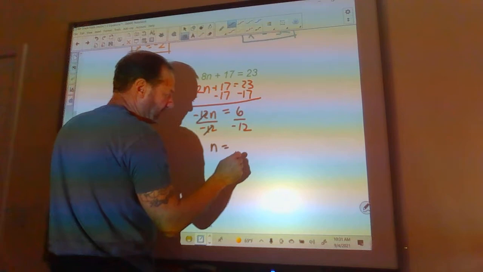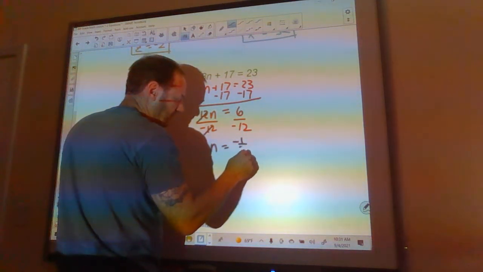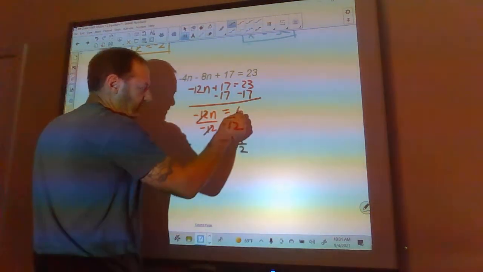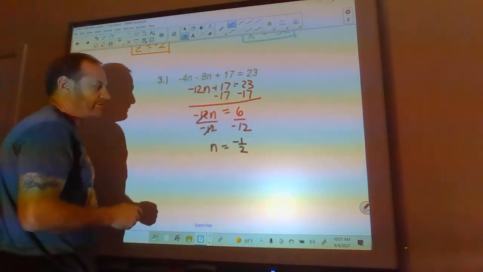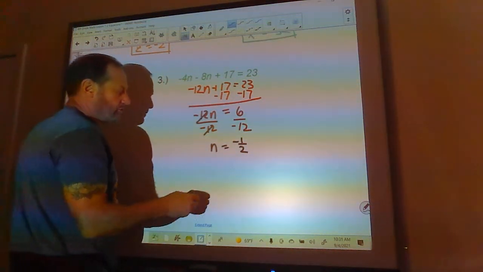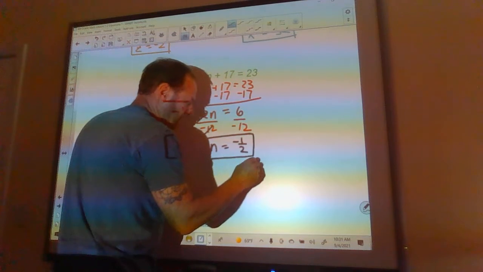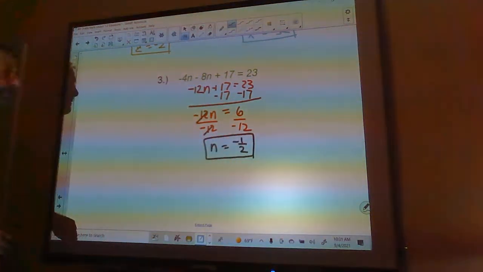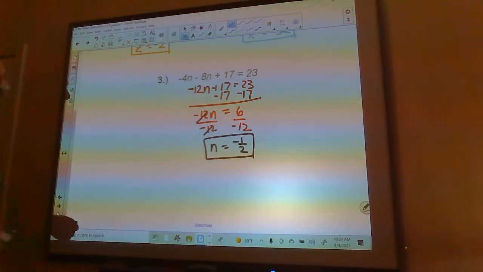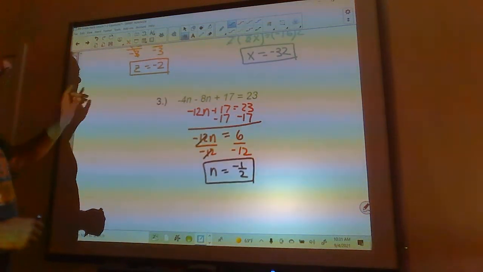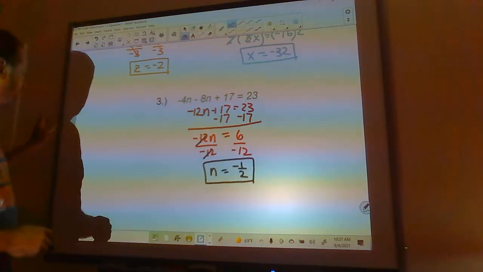6 divided by -12 is going to be -1/2. And I reduce my fraction. That's just a fraction, 6/12. Okay, and I reduce it to 1/2. And it's negative because it's a positive divided by a negative. So there you go. You should have got -2, -32, and -1/2.